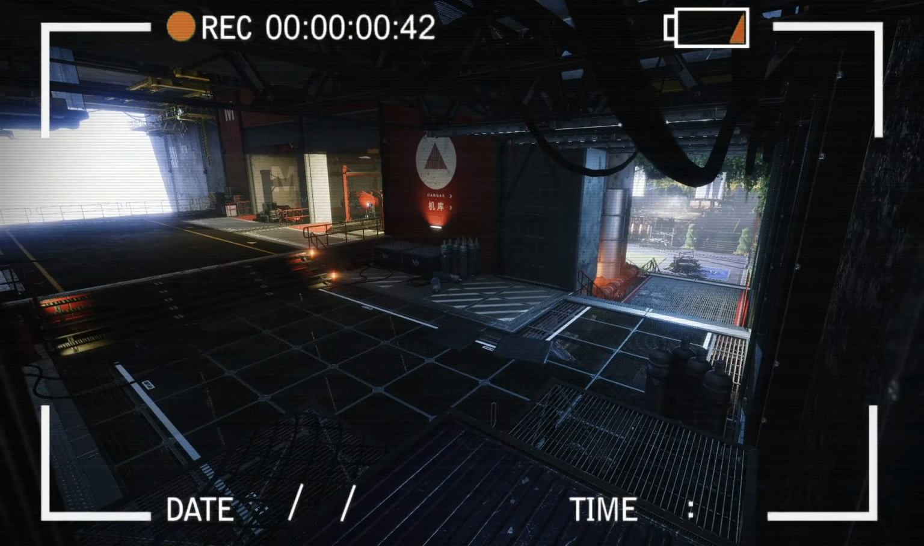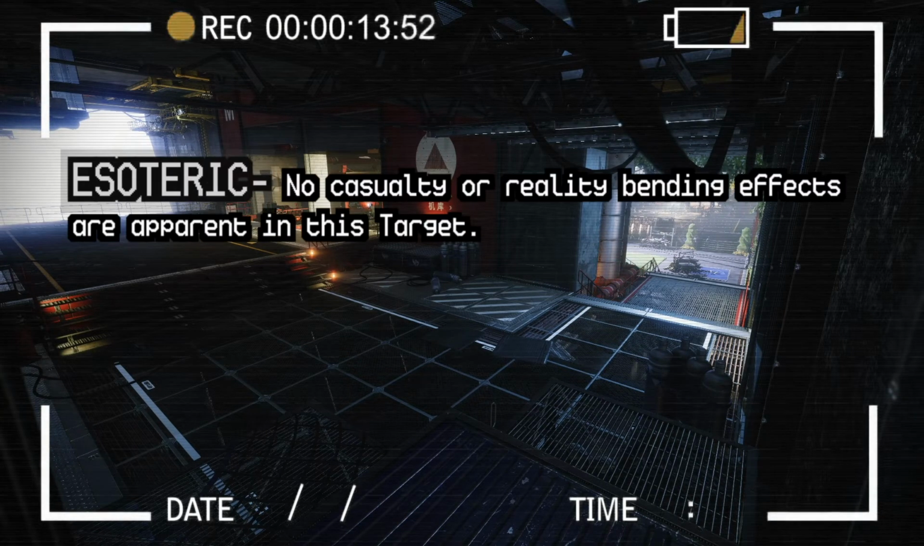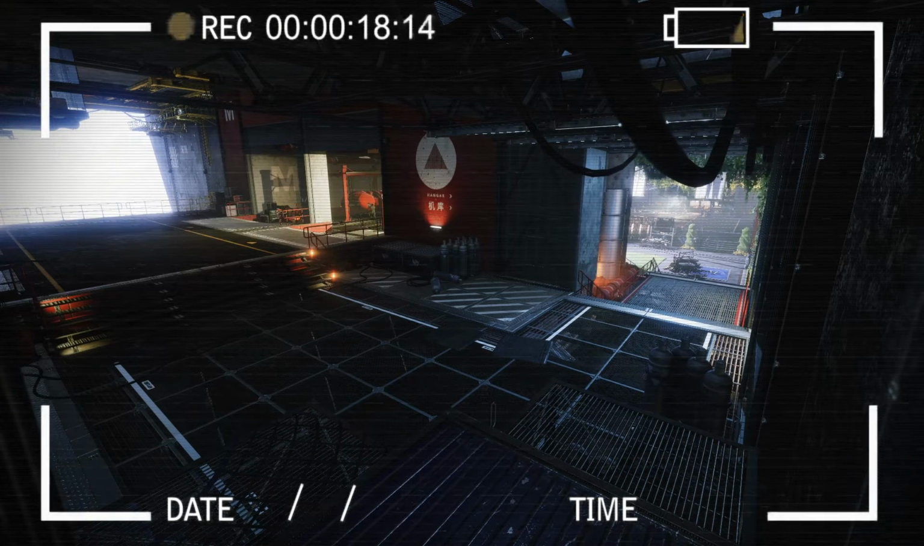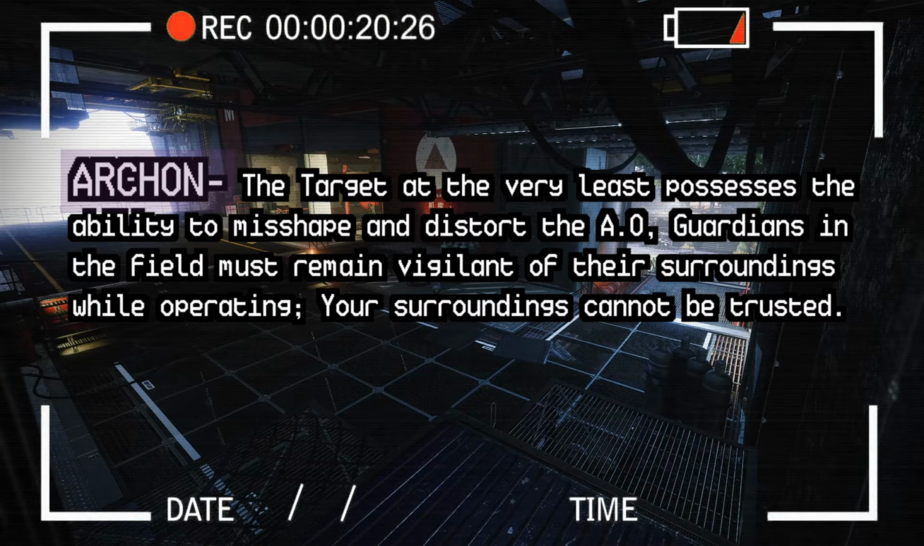Secondly, the other category an HVT is also given is causality class, as a measurement of the anomalous attributes a target may possess. The levels of causality class are as follows. Esoteric. No causality or reality-bending effects are apparent in this target. Archon. The target, at the very least, possesses the ability to misshape or distort the area. Guardians in the field must remain vigilant in their surroundings while operating. Your surroundings cannot be trusted.